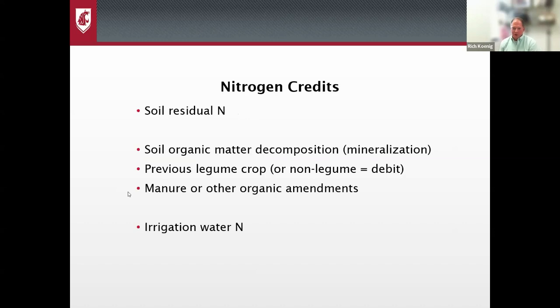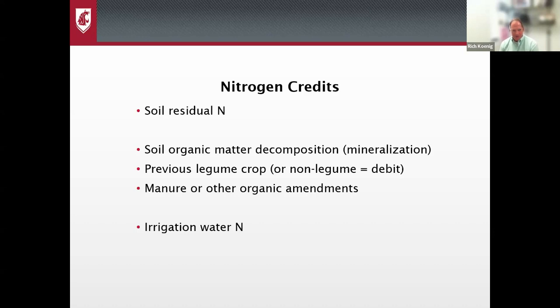So I'm going to break credits into three major categories. I'll talk first about soil residual nitrogen, and then I'll talk about soil organic matter decomposition. I'm not going to go into prior legume crop, manure, and other credits, or irrigation water. I'll stick with the soil credits. But I break these up into different categories because, as we'll see, for soil residual nitrogen, that credit is based on a point in space and time, and we assess soil residual nitrogen by virtue of a soil test.